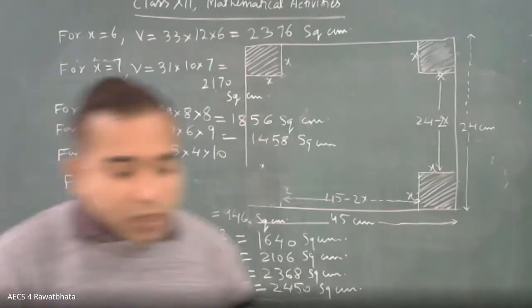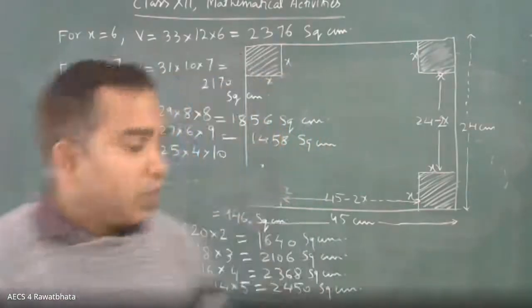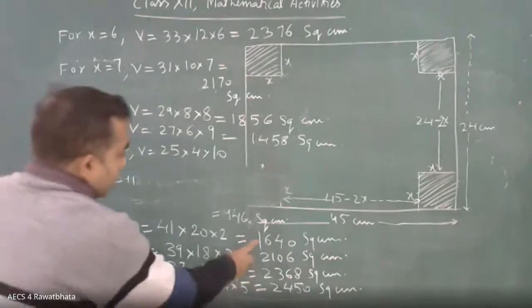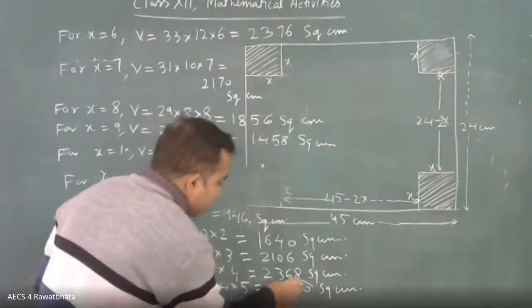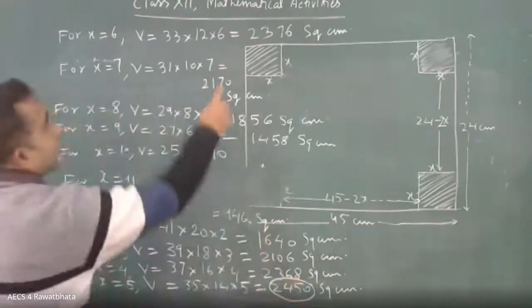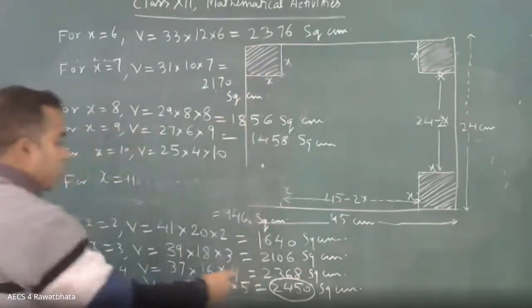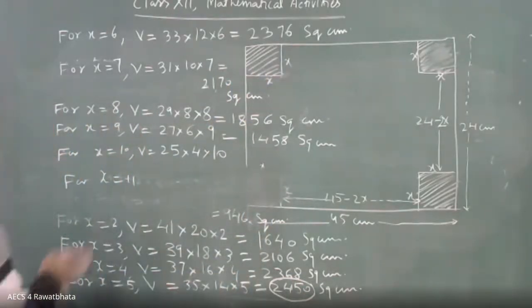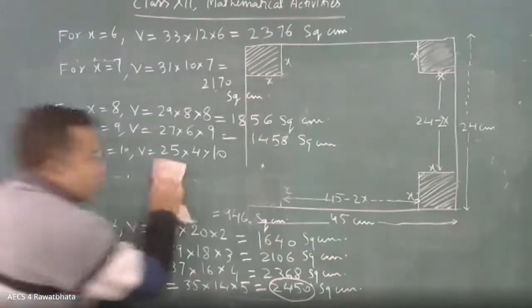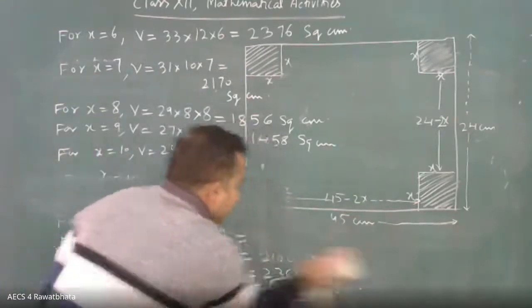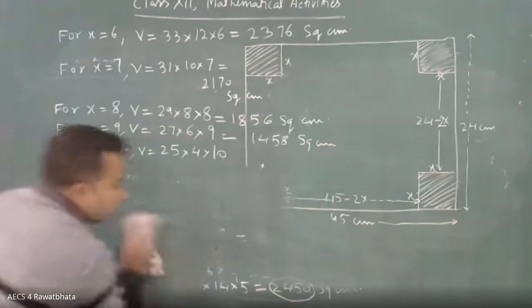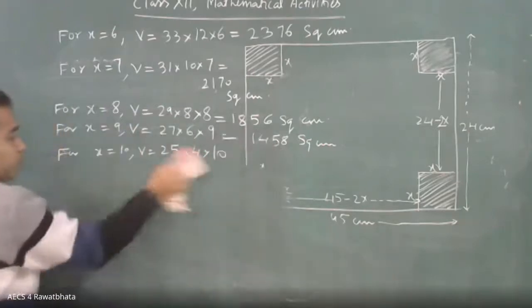Okay. Now you can see which volume is maximum. You see, from here it increased, this entry has become the maximum, right, and after that it started decreasing. These all are decreasing now. So for x equal to 5, the volume is maximum. So you can write this. This is our conclusion and result.